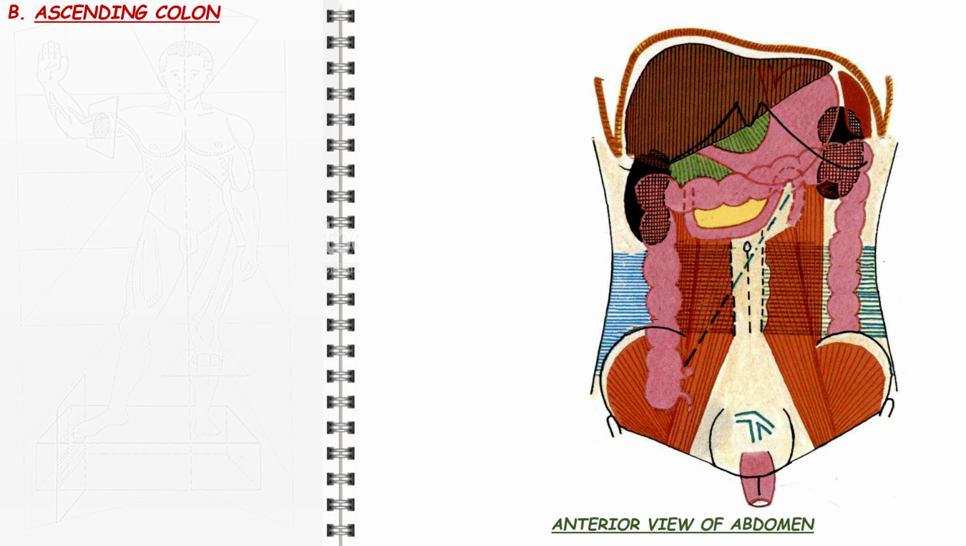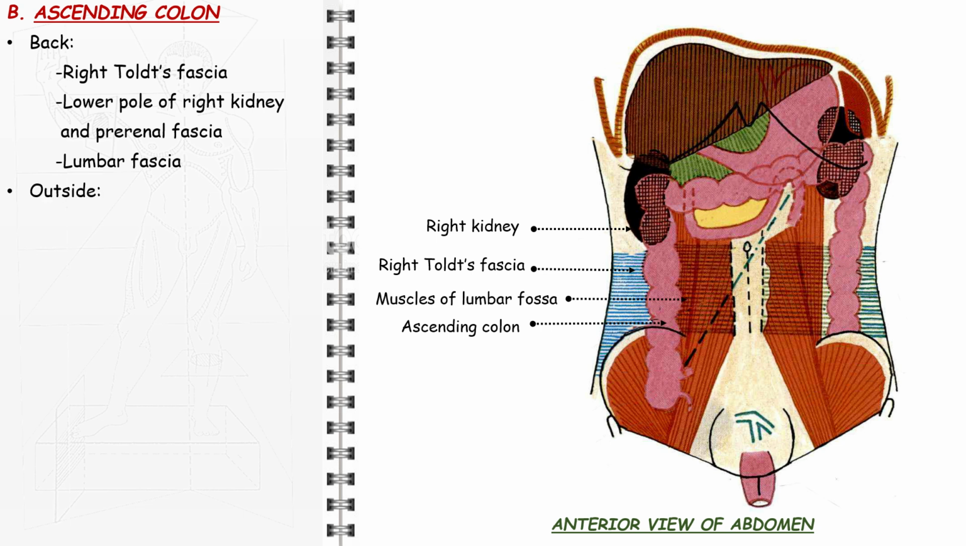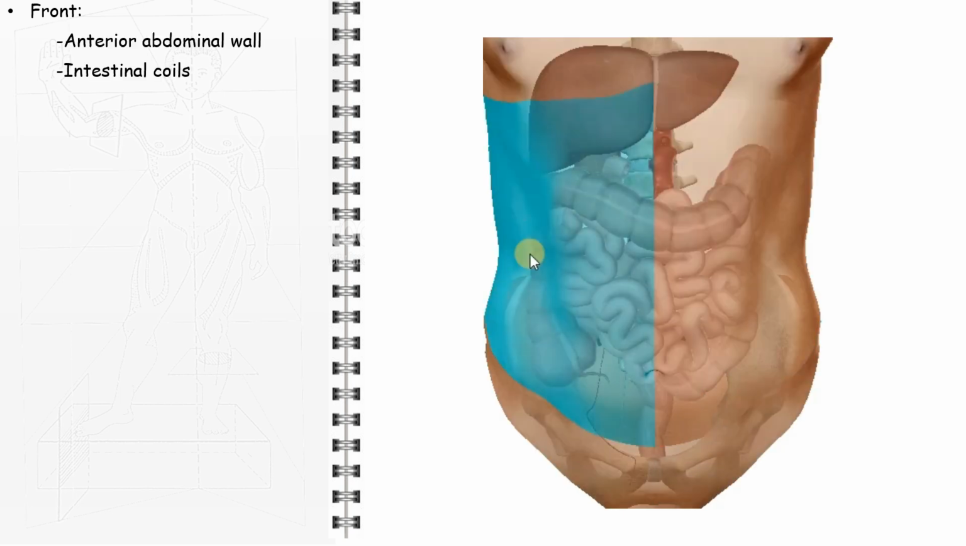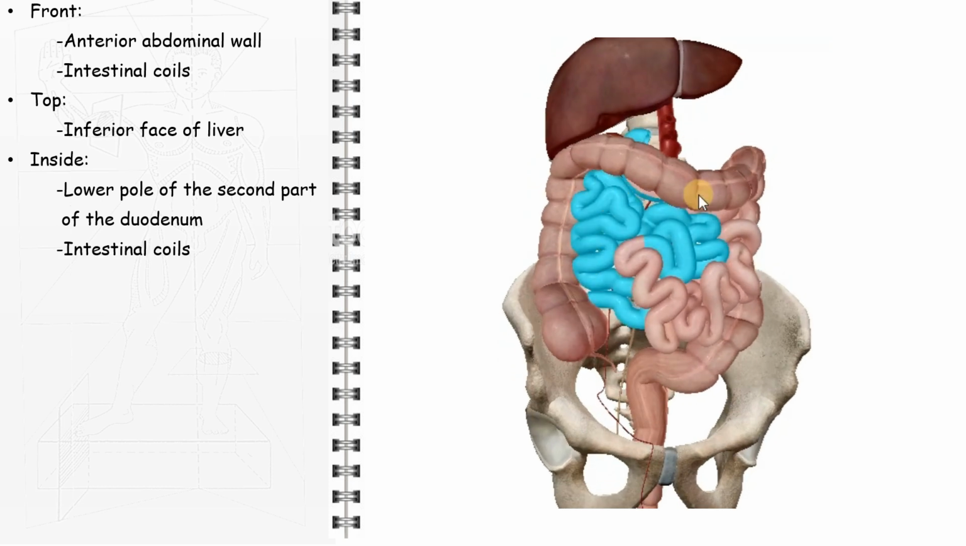The ascending colon lies on the right iliac fossa and the right lumbar region and, thus, is in contact through Toldt's fascia and posterior parietal peritoneum with the lower pole of the right kidney and prerenal fascia and lumbar fascia. Outside, it is surrounded by the lateral abdominal wall and the diaphragm. Forwards, it is covered by the intestinal coils and the anterior abdominal wall. Above, it is overhung by the inferior face of the liver. Inside, it circles the lower pole of the second portion of the duodenum, intestinal coils, the right ureter and the right genital vessels.